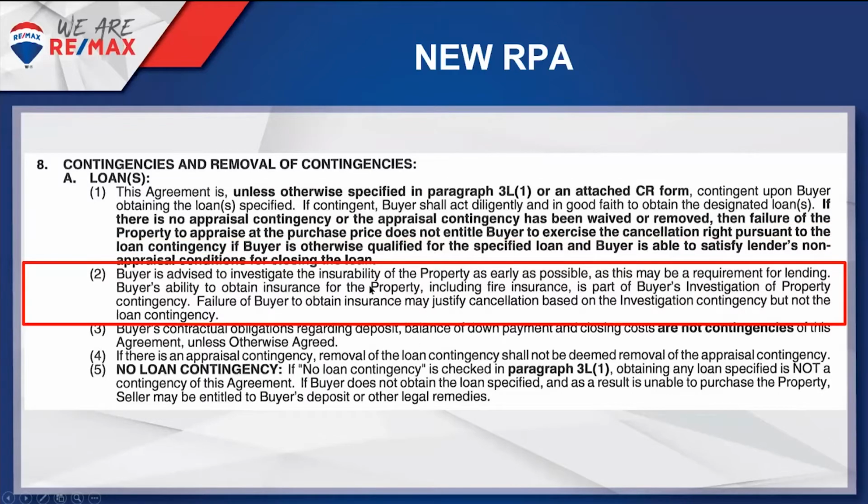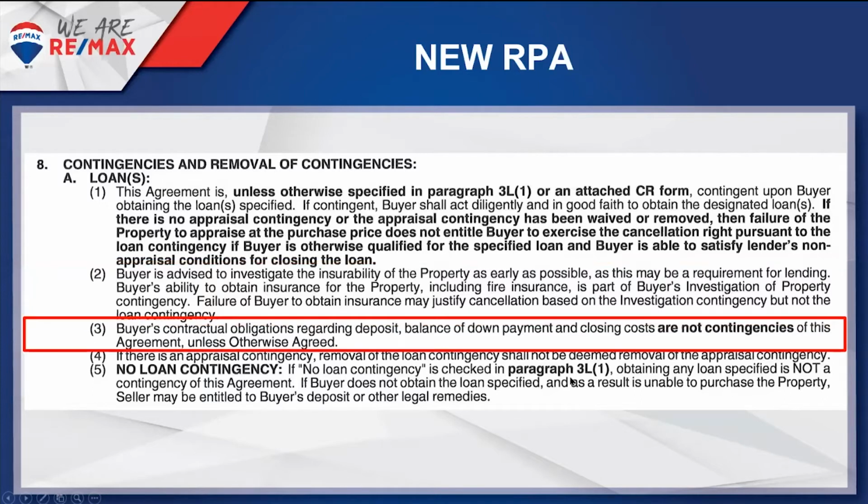Okay, the buyer is advised to investigate the insurability of the property. The same thing there. Lenders require insurance, I think, in almost every case. And failure to get insurance is an investigation contingency. Whether the property is insurable at rates the buyer is comfortable with is an investigation contingency and not part of the loan contingency. So 8A2 clarifies that as well.